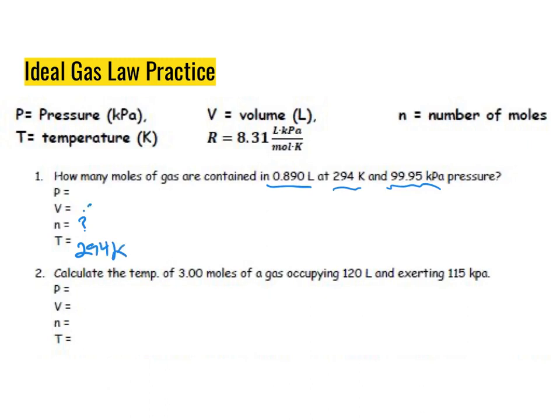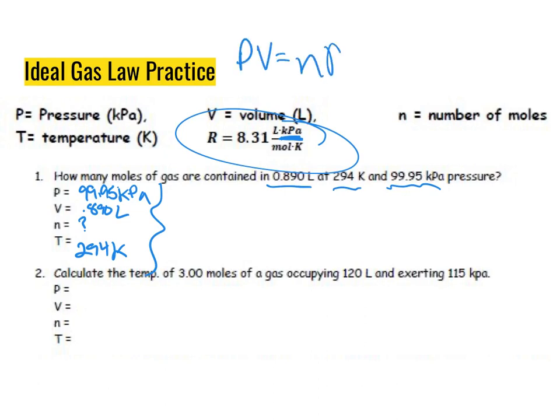Volume is 0.890 liters, and my pressure is 99.95 kPa. And again, it's important to write kPa because then we have to choose the right R. We have to choose the R value with kPa in it. So, we've done the L. Now I need to find an equation that relates them together. We remember that. That's the PV equals nRT.